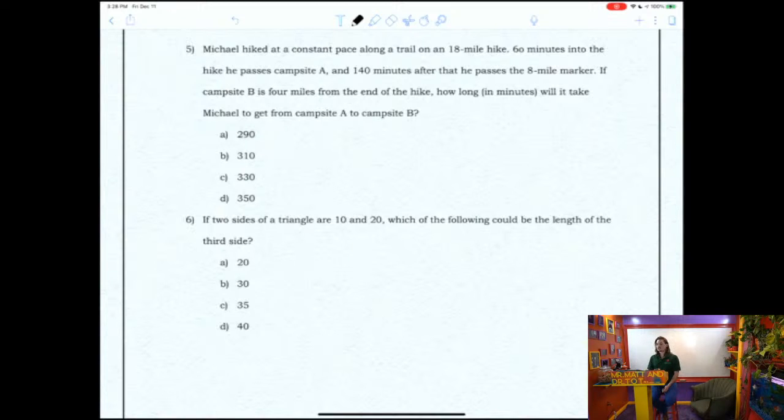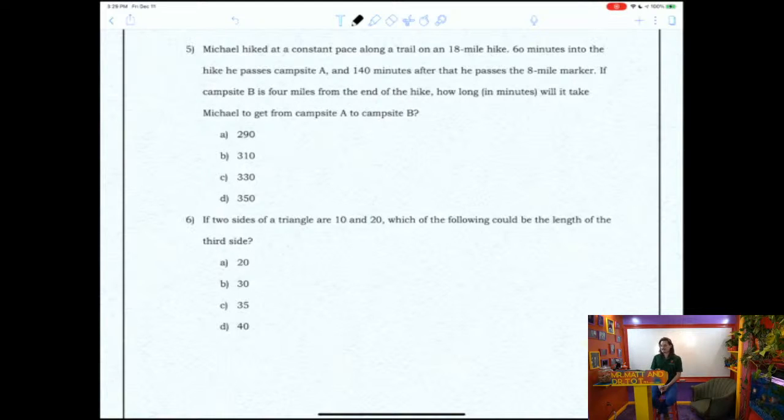So the next two questions. Michael hiked at a constant pace along a trail on an 18-mile hike. 60 minutes into the hike, he passes campsite A, and 140 minutes after that, he passes the 8-mile marker. If campsite B is 4 miles from the end of the hike, how long in minutes will it take Michael to get from campsite A to campsite B?